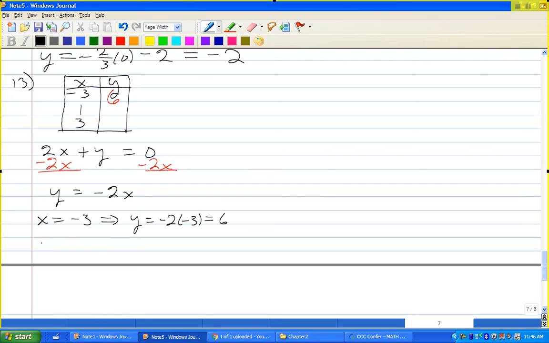Let's see what happens when x is 1. Y is equal to negative 2 times 1, negative 2. And what happens when x is 3? Y is equal to negative 2 times 3, negative 6. So let's sketch the graph.